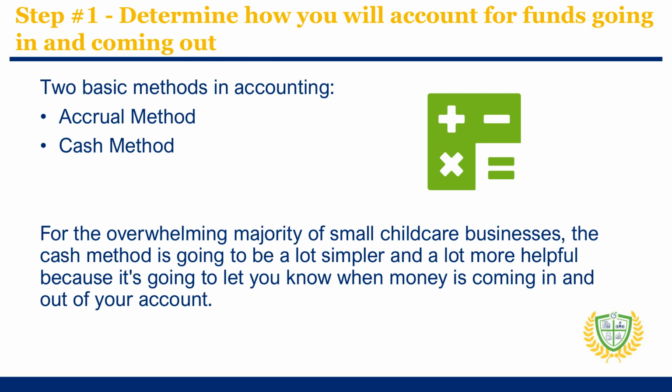For most small childcare businesses, the cash method is both simpler and more helpful because it's going to let you know exactly when money is coming in and out of your account. This method is more comfortable because it will in many ways match the act of balancing your checkbook, just in a bigger sense and in a bigger way.